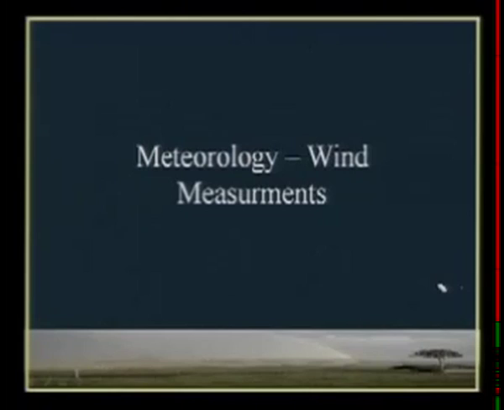Today's lecture will talk about the meteorology and wind measurements. As you would recall, the meteorology is the one which affects the transport and dispersion of the pollutants, and wind is a primary mover for the transport of the pollutants. Wind speed decides how quickly the pollutants will disperse, and wind direction decides in which direction the pollutants will go.